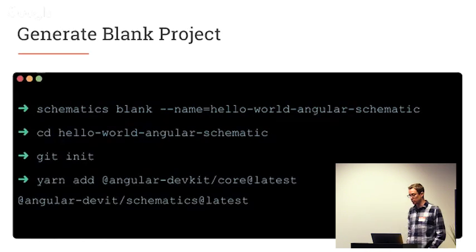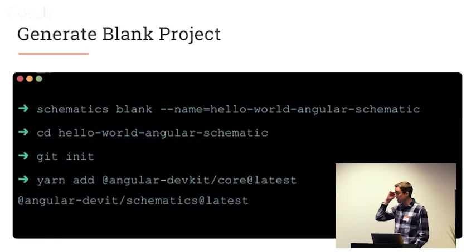So then the next thing we'll do is create a blank project. We just installed the schematic CLI, so we'll use the schematic CLI. That's the binary up there, right? Schematics. And we're going to go ahead and create a new blank schematic. The blank is the command that we're going to use, and then we're going to give it a name. I gave it Hello World Angular Schematic.